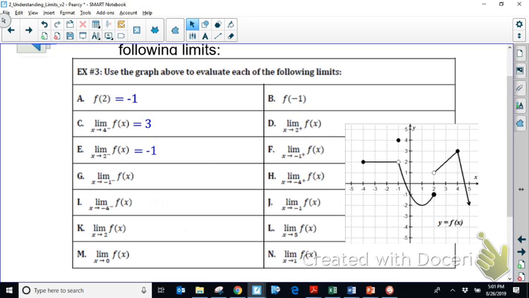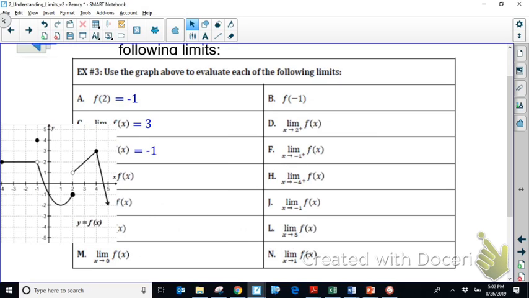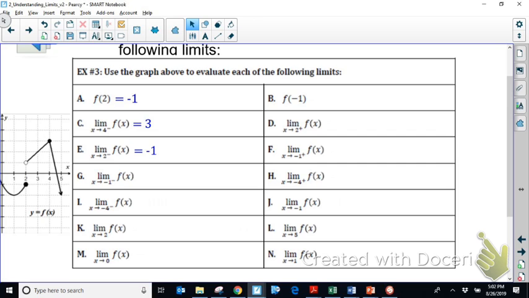All right, so hopefully you've had an opportunity to fill in the rest of the chart here. I'm going to move the graph out of the way so we can finish filling this in. Moving down the first column, let's look at G. Here, the function is going to approach 2 as x approaches negative 1 from the left-hand side.